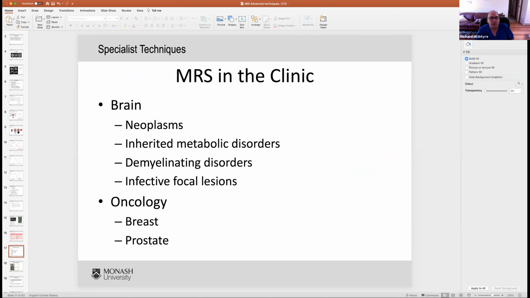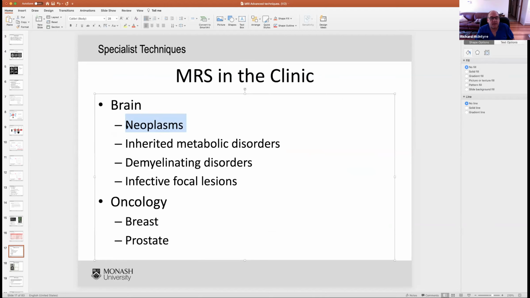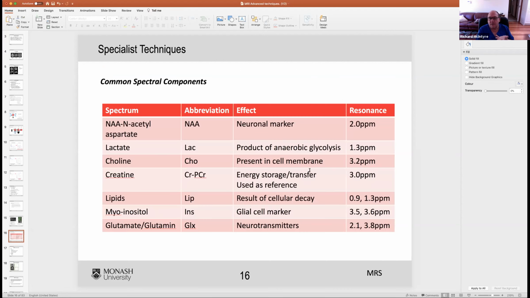So why do we do it? Neoplasms, inherited metabolic disorders, leukodystrophy is one that we do, we can see the different types of what we'd call biomarkers. I might just go back a little bit and show that we have other, so that was an example of lactic acid. We also have choline, which is present in the cell membrane. We also have lipids, which is a result of cellular decay.